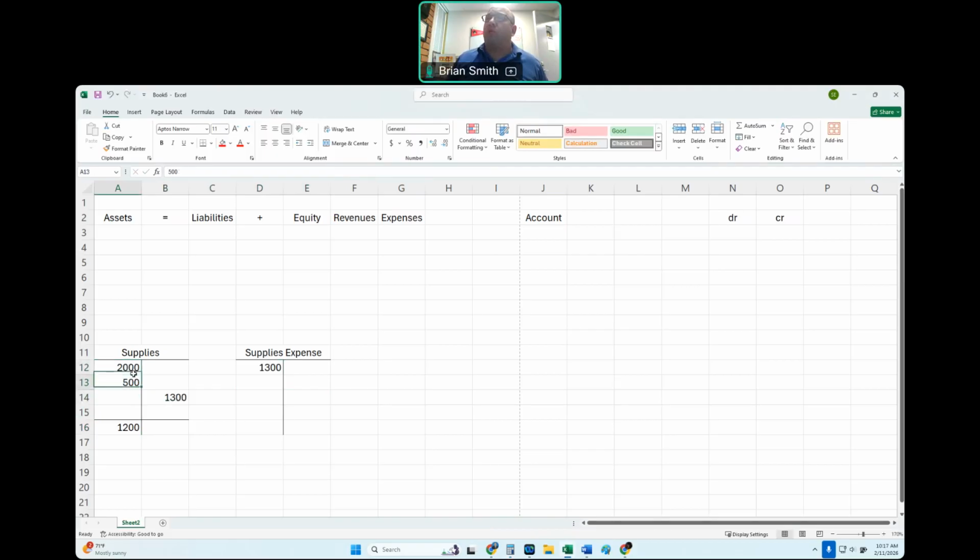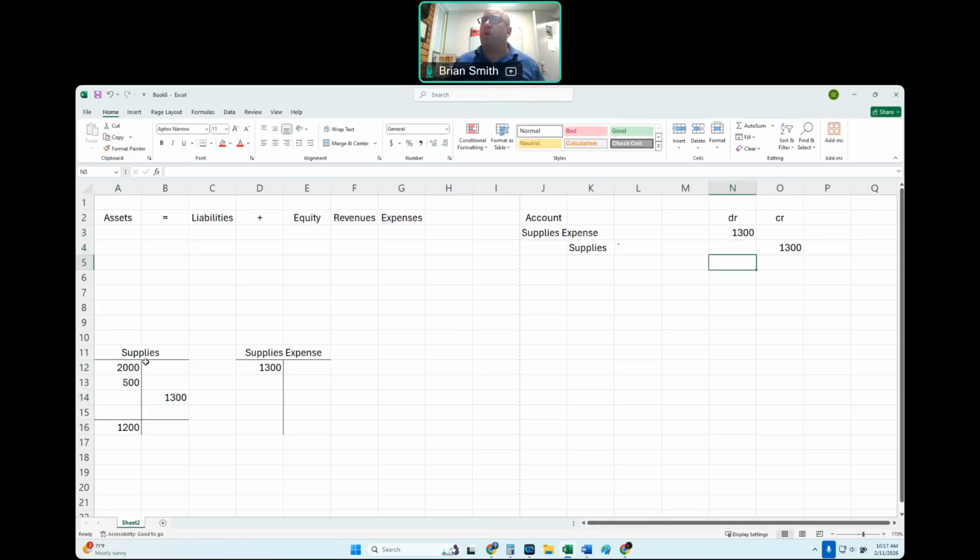The numbers here, the 2,000 and the 500, have been recorded in the books. But we have on our books right now that we have 2,500. We only know this ending balance because we counted it physically. So the journal entry I'm going to put over here is going to be a debit to supplies expense and a credit to supplies. And it's for 1,300.